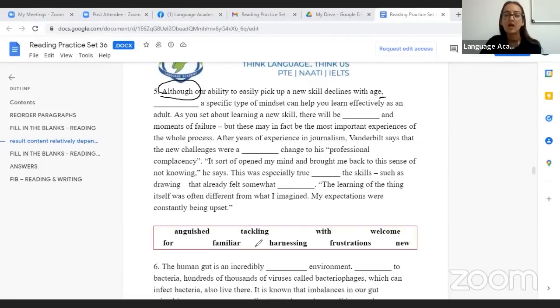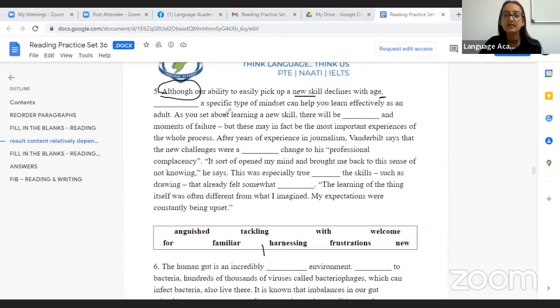So here it will be harnessing. Harnessing means putting something in a particular way into use, using the best possible energy and putting it into use. That is how we use the word harnessing. The negative part was that we cannot learn new skills as we become older. And then the positive statement, the opposite side of the story, says that if we have a specific type of mindset, then we can do that. So that is the use of although, one positive and one negative side, and they cannot be connected with a conjunction in between.